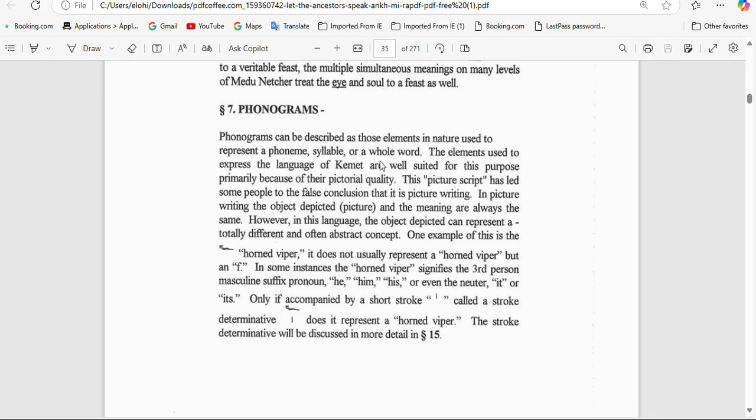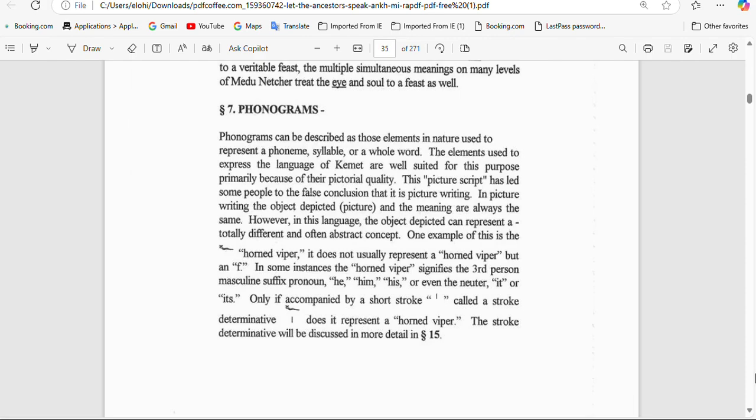Phonograms can be described as those elements in nature used to represent a phoneme, syllable or whole word. The elements used to express the language of Kemet are well suited for this purpose, primarily because of their pictorial quality. The picture script has led some people to the false conclusion that it is picture writing. In picture writing, the object depicted and the meaning are always the same. However, in this language, the object depicted can represent a totally different and often abstract concept.